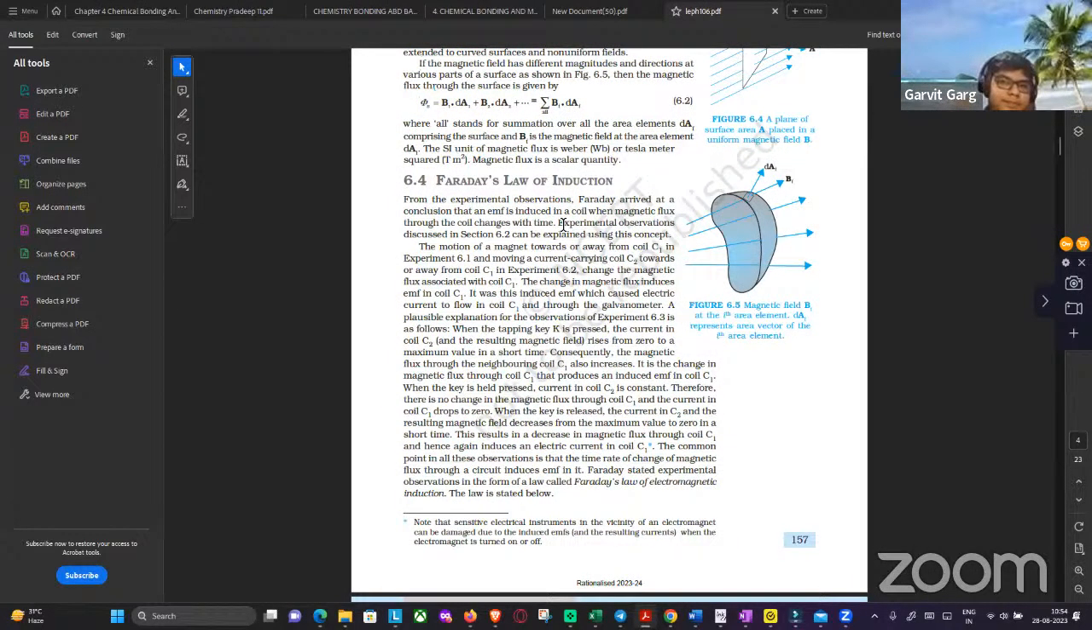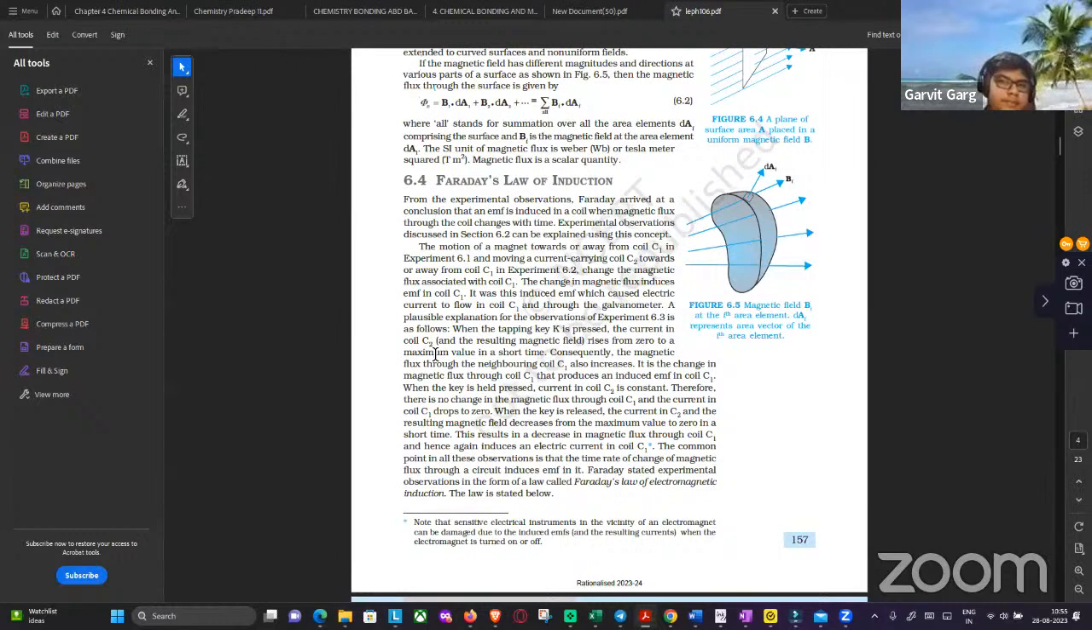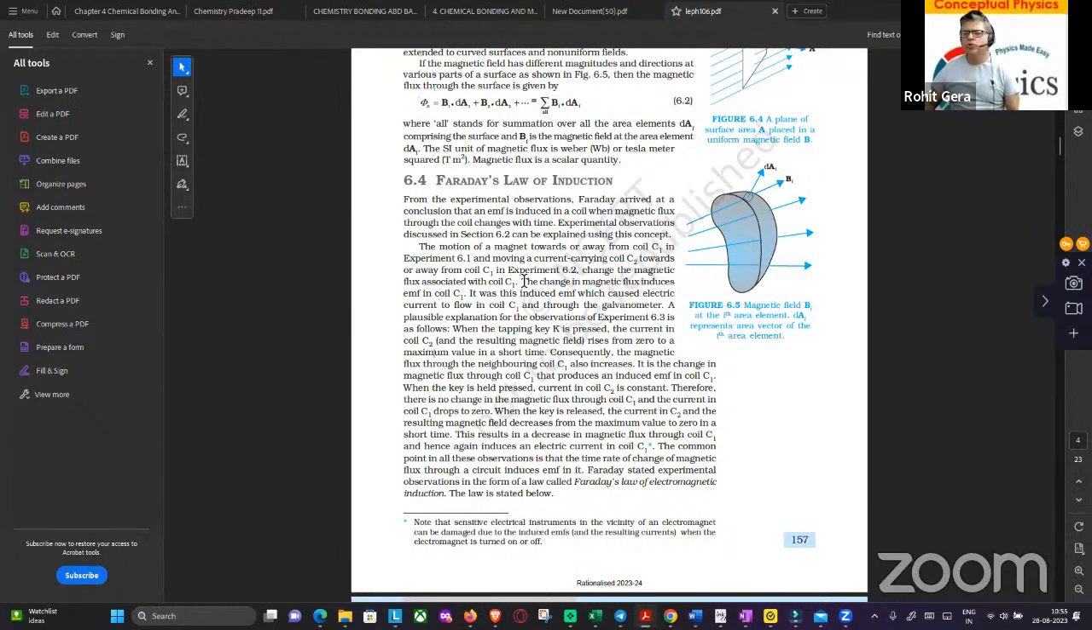Yes, sir. ठीक है. So the motion of the magnet towards or away from the coil 1 in experiment 6.1 and C2 towards or away change the magnetic flux associated with the coil 1. यही हो रहा था. बढ़ रहा था मैग्नेटिक फ्लक्स, घट रहा था, दूर ले जाने पे घट रहा है, पास ले जाने पे बढ़ रहा है. The change in magnetic flux induces EMF in coil C1.